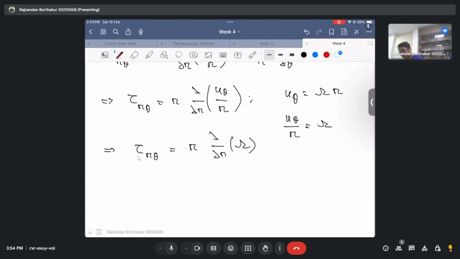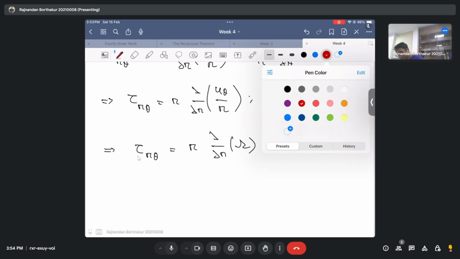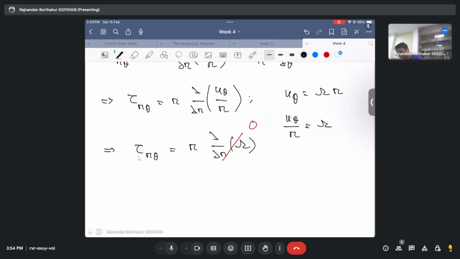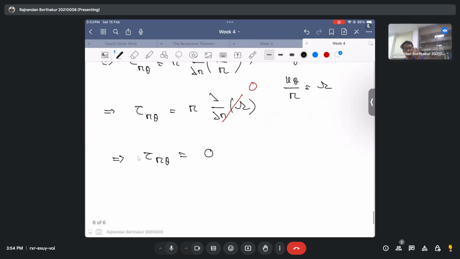So what is this? Omega, as you know, is just the constant angular velocity of the cylinder, which means that this del r of omega is just going to be equal to 0, meaning that my tau r theta is 0. Since this tau r theta is responsible for changing the shape of the fluid element, or elongating, or squeezing the fluid element, and it itself is 0, my fluid elements will not get deformed. And this is the hallmark of a rigid body motion in forced vortex basically.